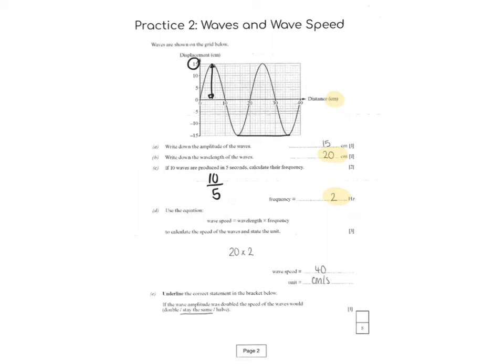Underline the correct statement in the bracket below. If the wave amplitude was doubled, would the speed of the waves double, stay the same, or half? And the answer would be stay the same.